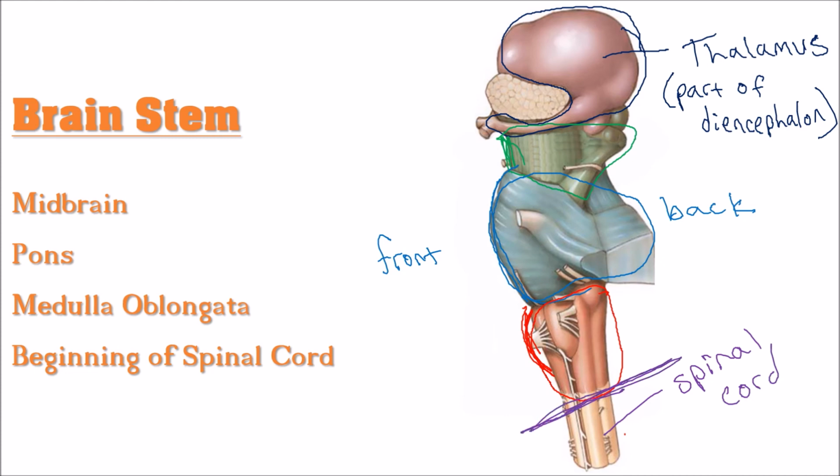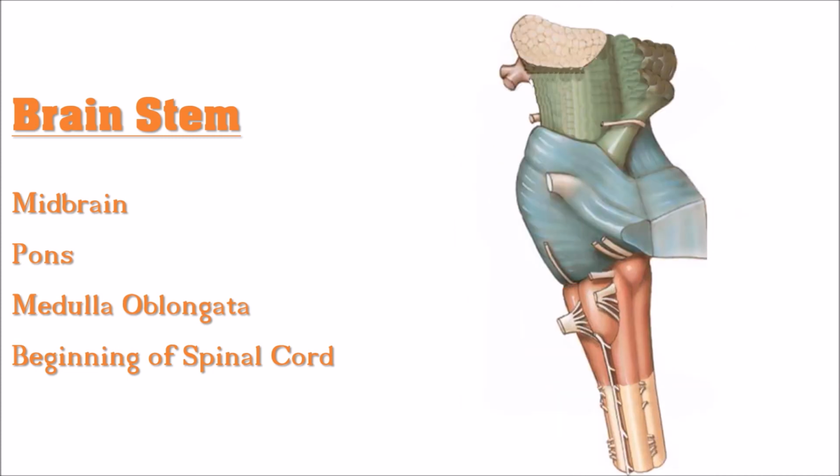I'll draw a line of demarcation there. So the rest of this is the spinal cord. What I want to draw your attention to real quick is this thalamus up here, this pink part. This is part of the diencephalon, so this is not part of the brainstem. So let's look and see what it would look like if this was removed. There we go. So that's the brainstem with the diencephalon, or the thalamus, removed off of the top of it.